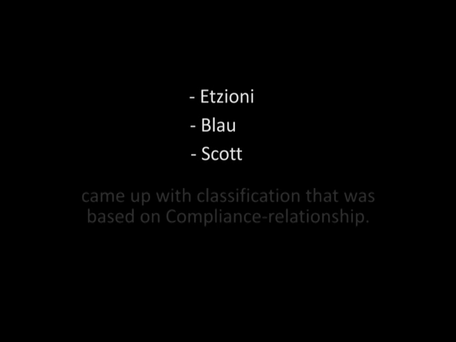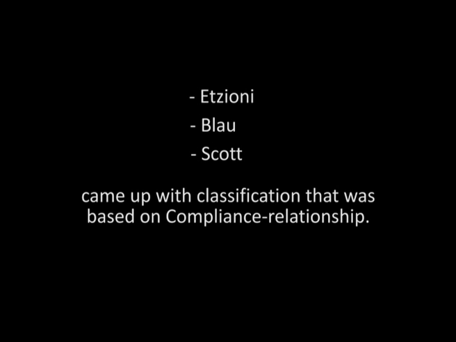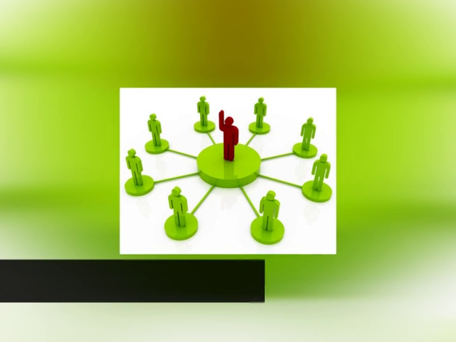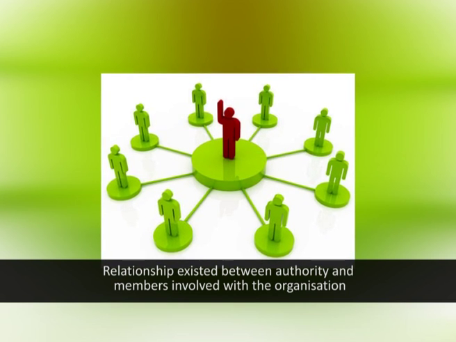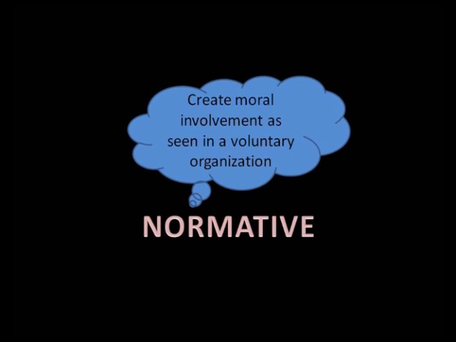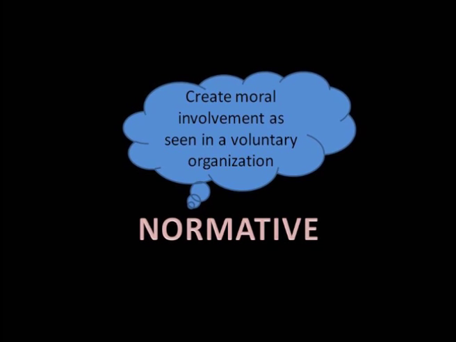Scholars like Etzioni, Blau and Scott came up with yet another classification that was based on compliance relationship. The study examined the relationship that existed between the authority and the members involved with the organization. They suggested that coercive means alternative involvement such as prison, whereas remunerative means produced calculative involvement as seen in firms. Normative means create moral involvement as seen in a voluntary organization. The scholars pointed out that there will always be a correspondence between the authority and the form of participation from members related to an organization.